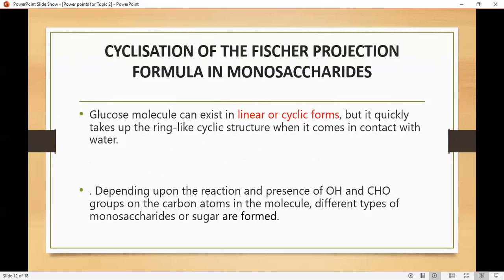So let's look at the issue of cyclicization of the Fisher projection formula in monosaccharides. The glucose molecule can exist in linear or cyclic form, but it quickly takes up the ring-like structure when it comes in contact with water.